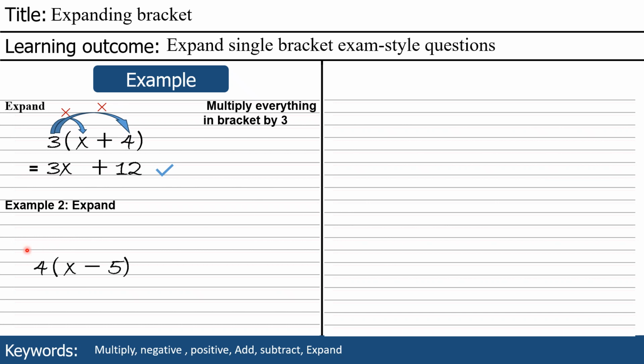Here we have expand, example 2. So 4 multiplied by x will give you 4x, and then 4 multiplied by minus 5 will give you minus 20. So let's go on.